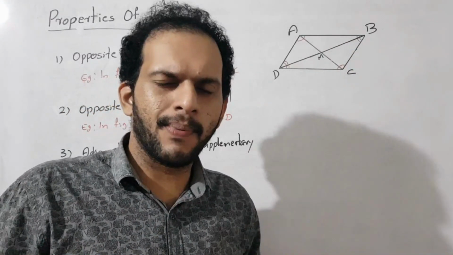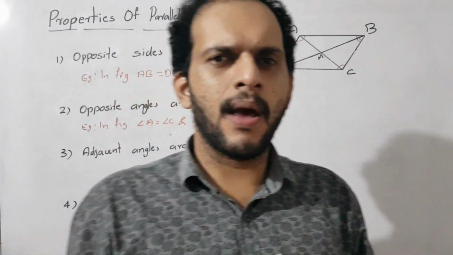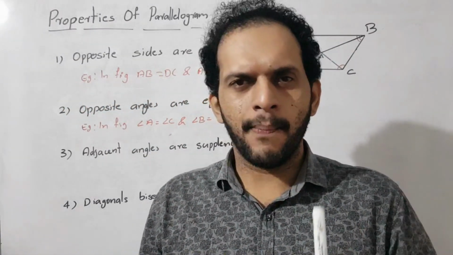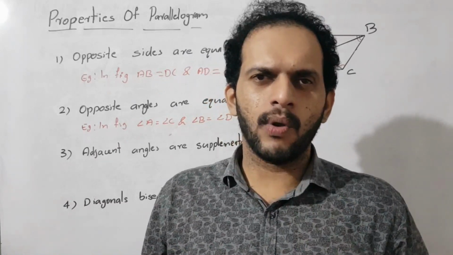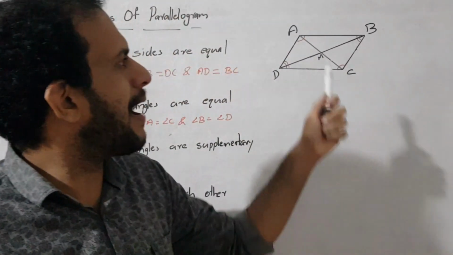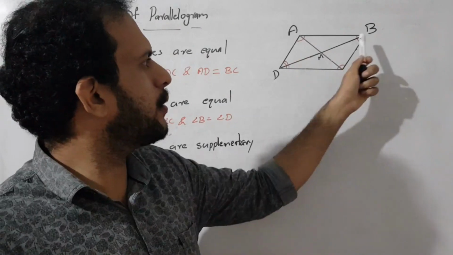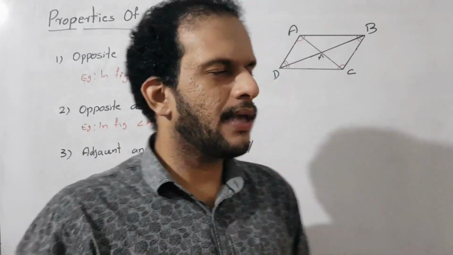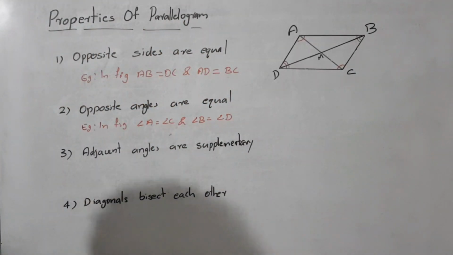അപ്പോൾ നമ്മുടെ സെക്കൻഡ് പ്രോപ്പർട്ടി എന്ന് പറയുന്നത് എന്താണ്, പാരലോഗ്രാമിന്റെ ഓപ്പോസിറ്റ് ആംഗിൾസ് എന്തായിരിക്കും, ഈക്വൽ ആയിരിക്കും അല്ലെ. ഓപ്പോസിറ്റ് ആംഗിൾ ഈക്വൽ ആണെന്ന് പറഞ്ഞാൽ ഏതൊക്കെ ഈക്വൽ ആണ്, ആംഗിൾ A ആംഗിൾ C ക്ക് ഈക്വൽ ആണ്, അതുപോലെ ആംഗിൾ B ആംഗിൾ D ക്ക് ഈക്വൽ ആണ്. ഓക്കെ, then what is the third property?